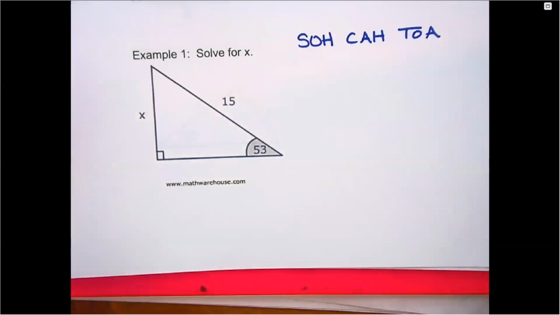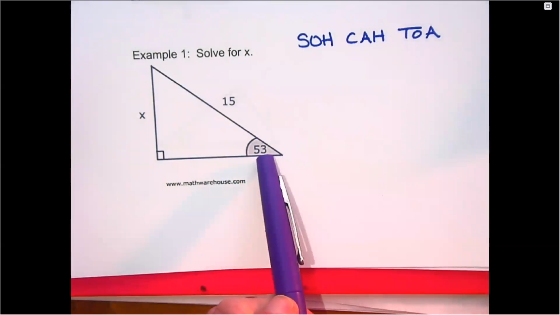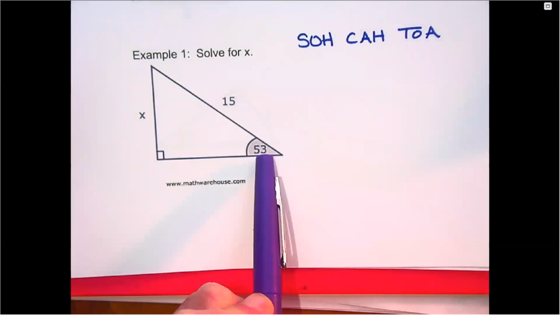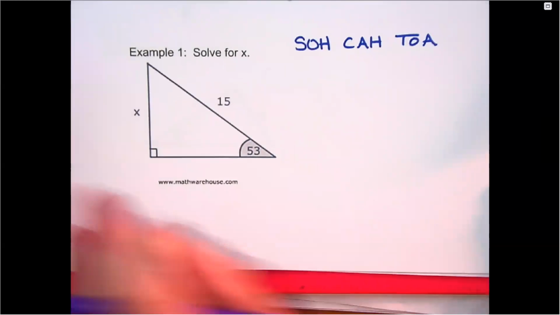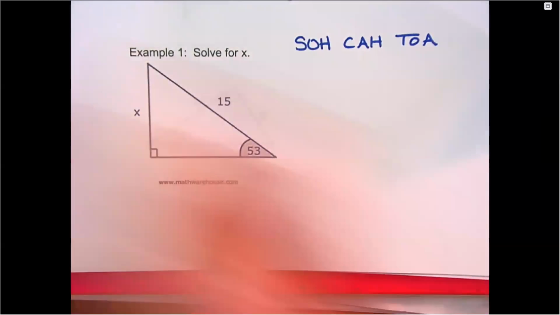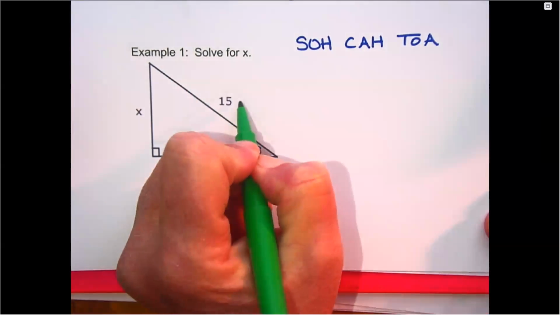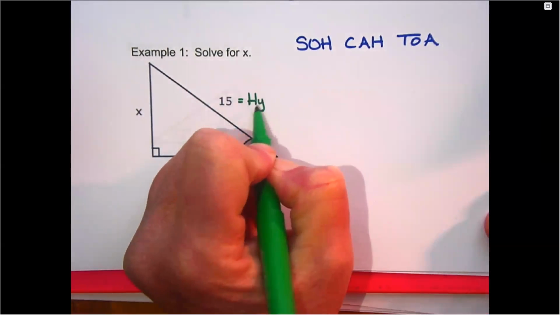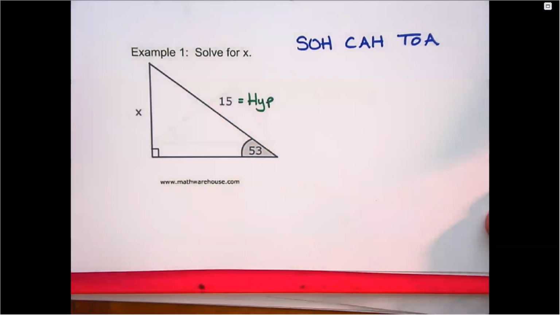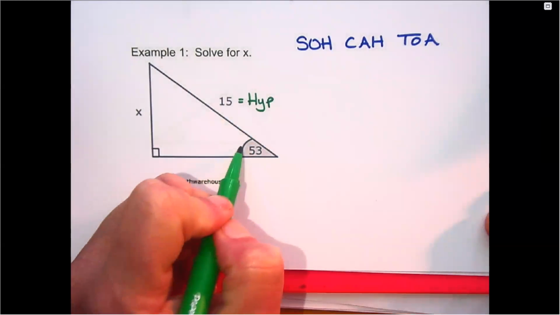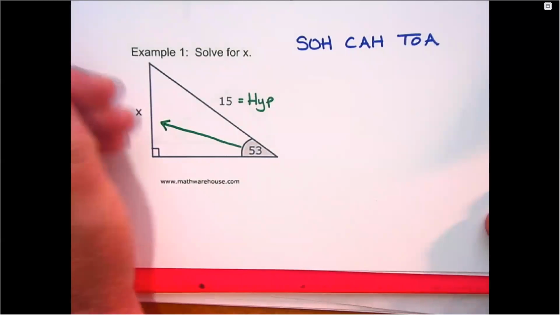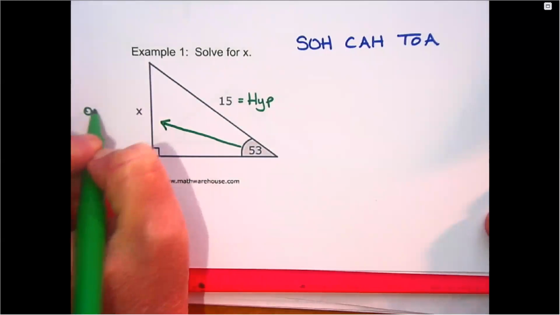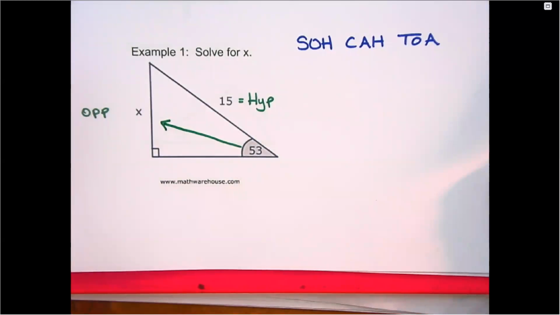So the first thing I want to decide is with respect to that 53-degree angle, which two sides am I dealing with? Well, I always look first of all and say, do I have, or can I find, or am I looking for the hypotenuse? Well, 15 is the hypotenuse. So I have the hypotenuse, that's one of my sides. And then what side is X? Is X adjacent or opposite? Well, X is across from the 53. So X is the opposite side. So I am dealing with the opposite side and the hypotenuse.